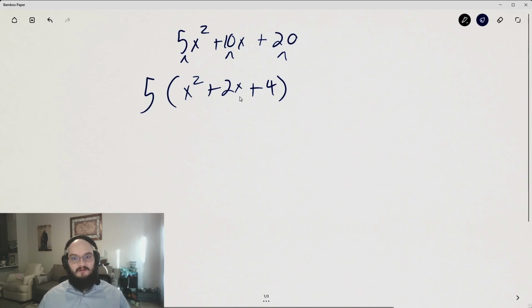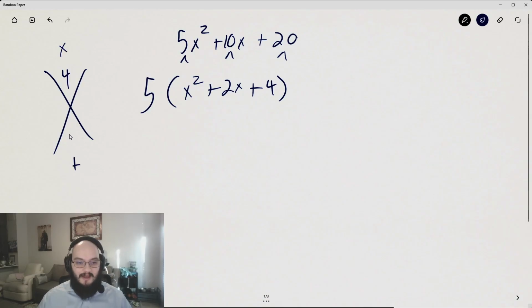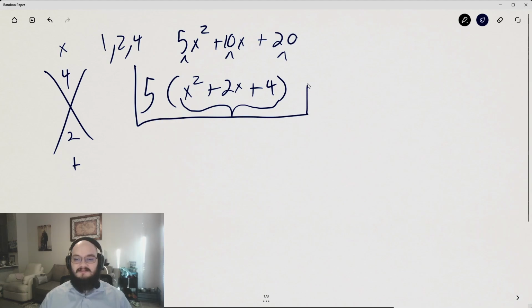Now, let's see if we can factor this any further. Are there two numbers that multiply to make 4, but add together to make 2? There isn't. The factors of 4 are 1, 2, and 4. There's not a combination of these that are going to add together to make 2. So we know that this section here cannot be factored any further. And that means this is the final factored form of this quadratic.